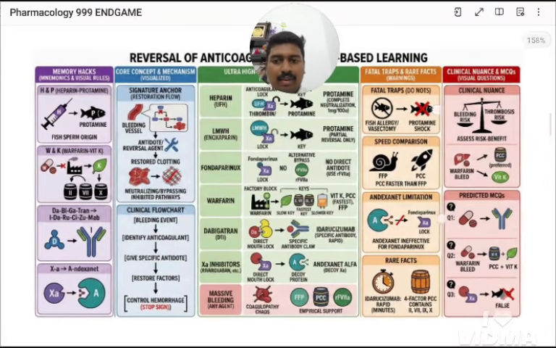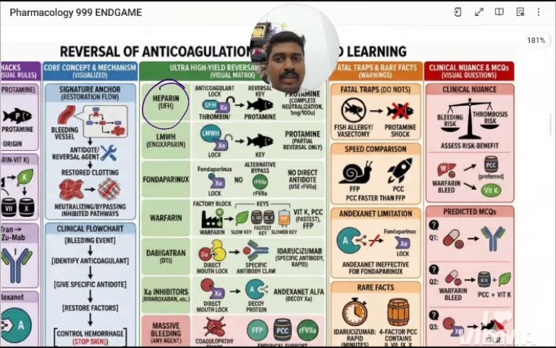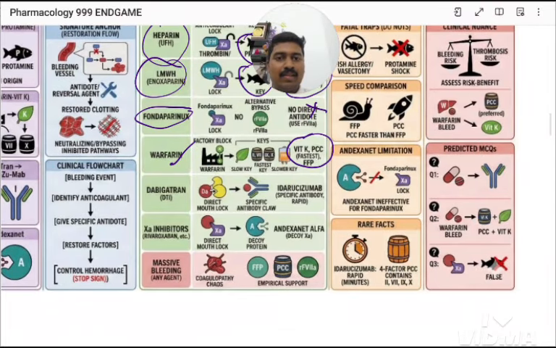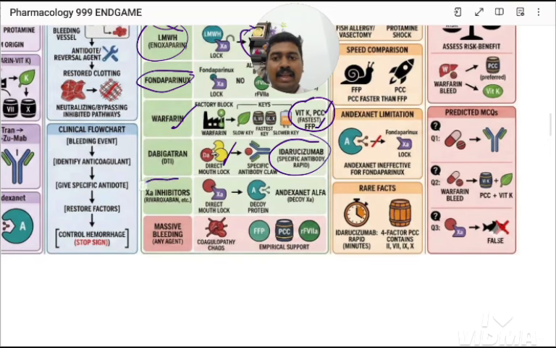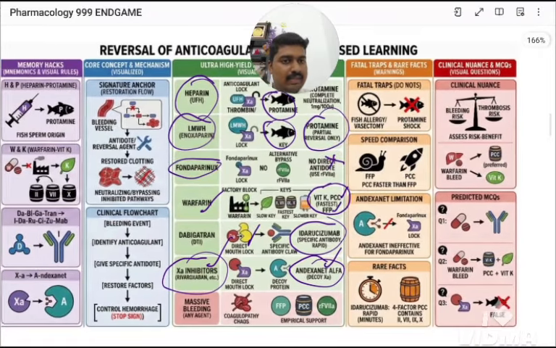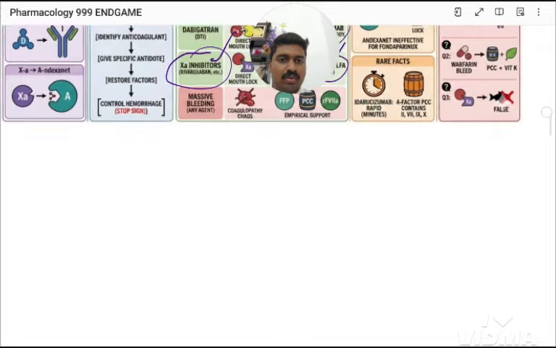I wanted to focus only on these things: heparin, UFH, and LMWH. We use protamine. In this case it is complete neutralization, and here it is partial reversal only. For fondaparinux, there is no antidote available. For warfarin, we know vitamin K and plasma concentrates like FFP are used. Next, dabigatran: idarucizumab is the reversal agent. For 10A inhibitors like rivaroxaban, andexanet alpha is the reversal agent. So you can go through this.